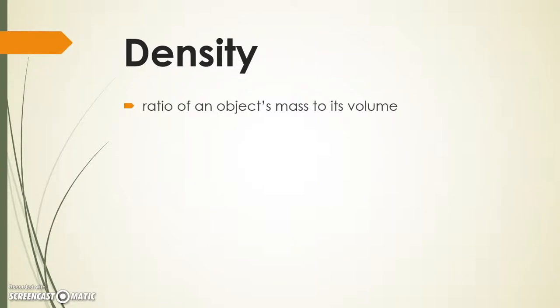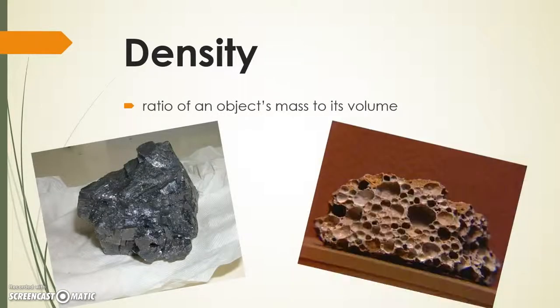Density is another property. It's the ratio of an object's mass to its volume. And you can discover what density is, especially with objects like these, by using that displacement that we talked about in chapter 1.